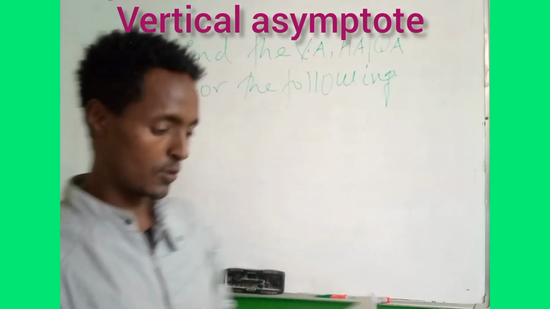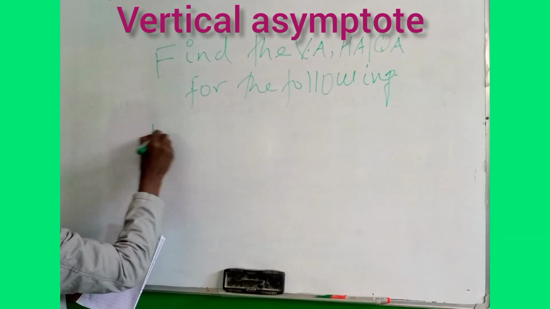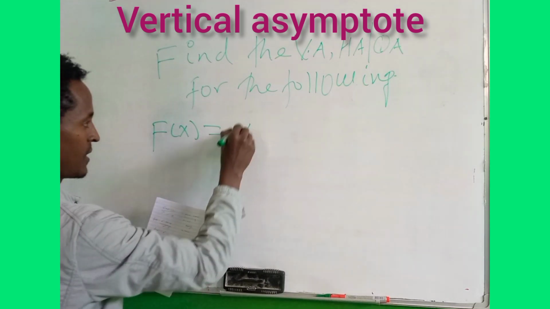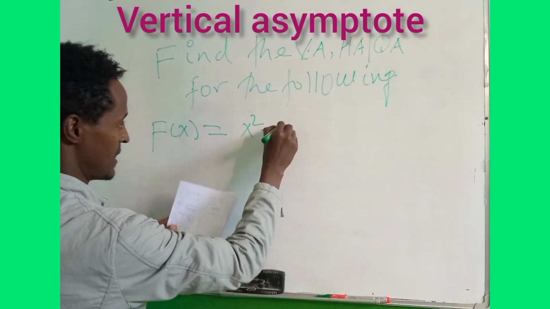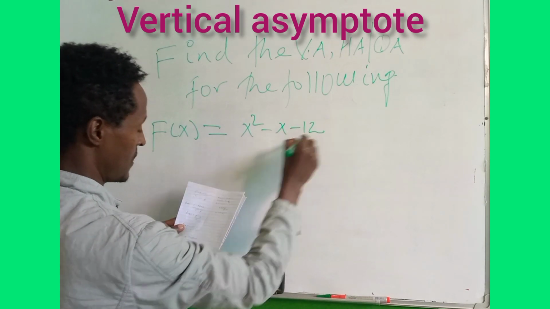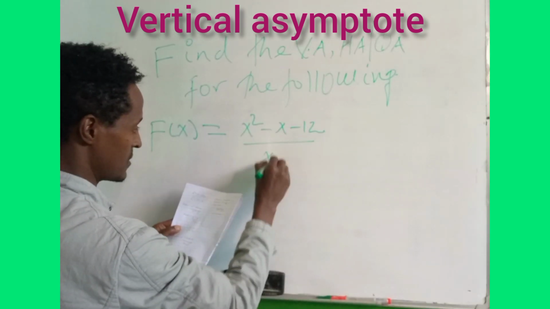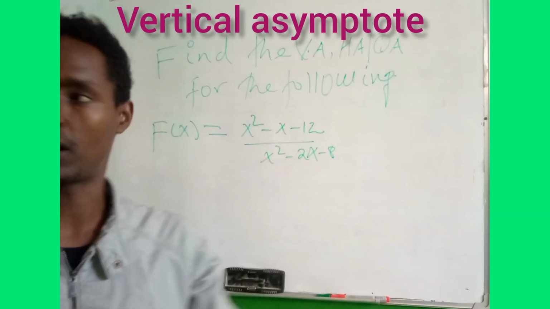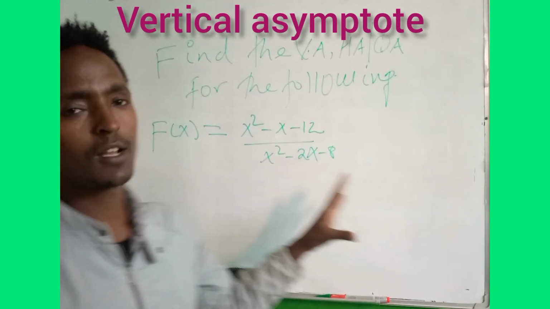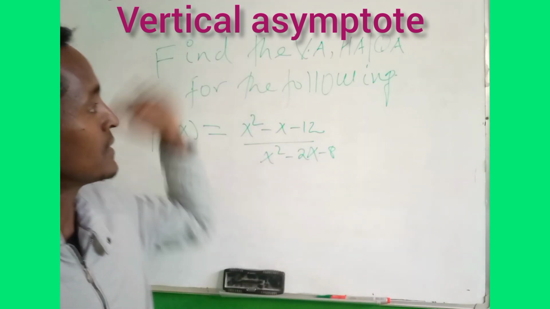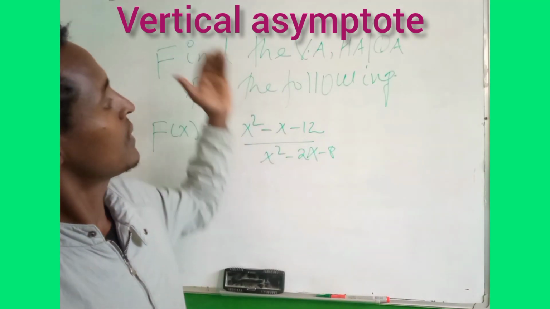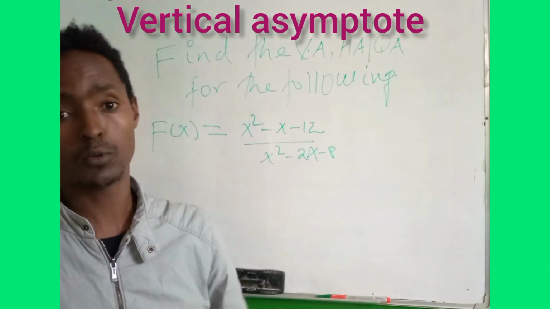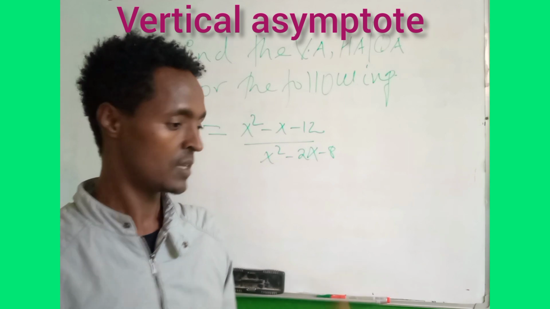functions. So the first function is a rational function, given in the form f(x) = (x squared minus x minus 12) over (x squared minus 2x minus 8). Suppose this is our rational function. For it, we are expected to find the vertical asymptote, the horizontal asymptote, or the oblique asymptote if it exists.